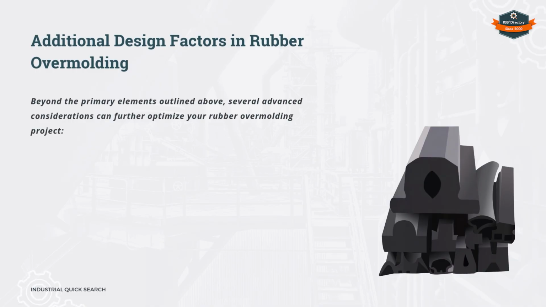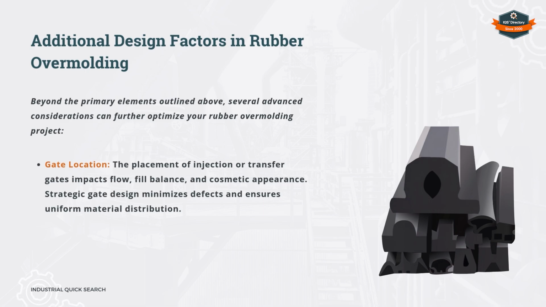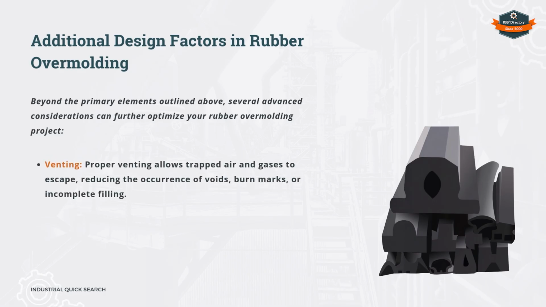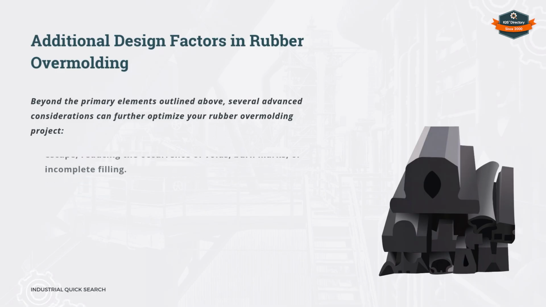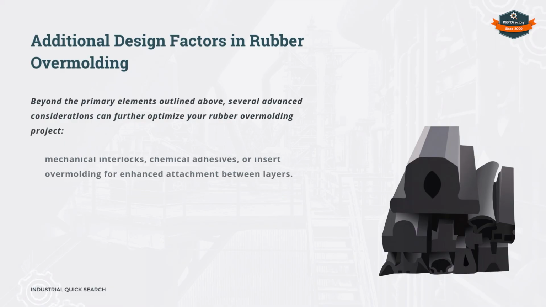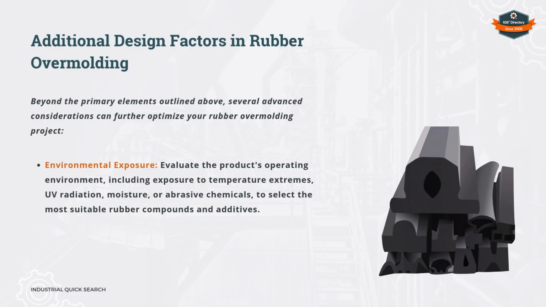Additional design factors in rubber overmolding. Beyond the primary elements outlined above, several advanced considerations can further optimize your rubber overmolding project. Gate location. Venting. Bonding methods. Environmental exposure.